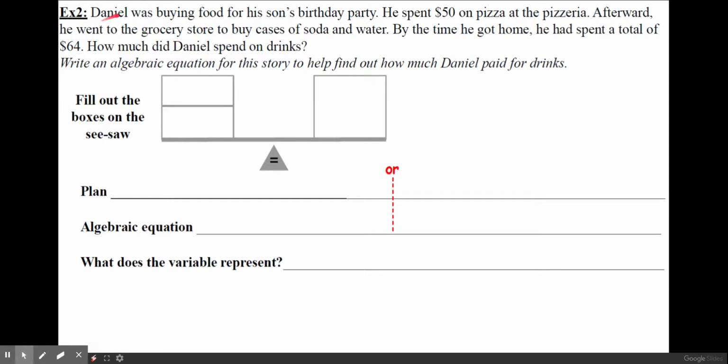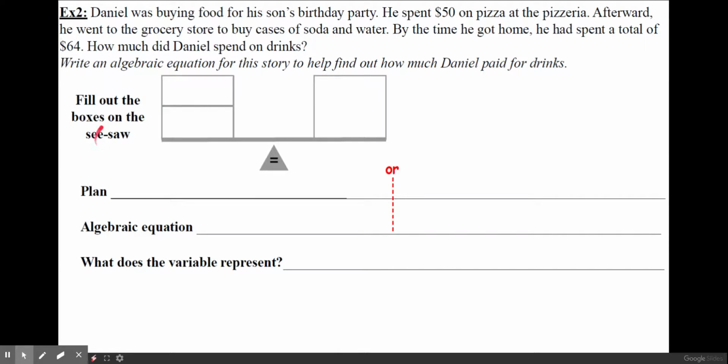I'm going to keep going. Daniel was buying food for his son's birthday party. He spent $50 on pizza at the pizzeria. Afterward, he went to the grocery store to buy 8 cases of soda and water. By the time he got home, he had spent a total of $64. How much did Daniel spend on drinks? Write an algebraic equation for this story to help find out how much Daniel paid for drinks.